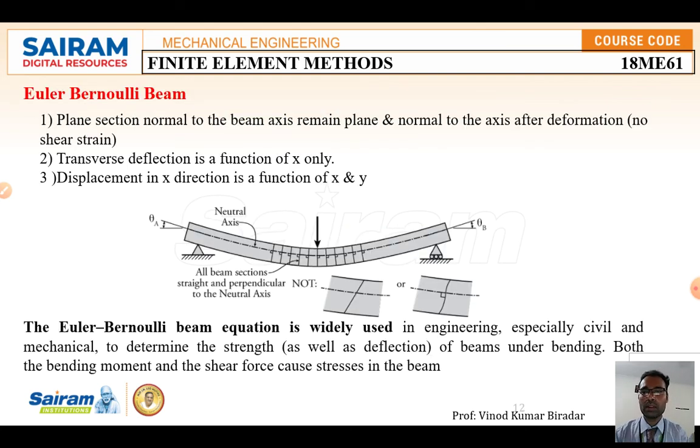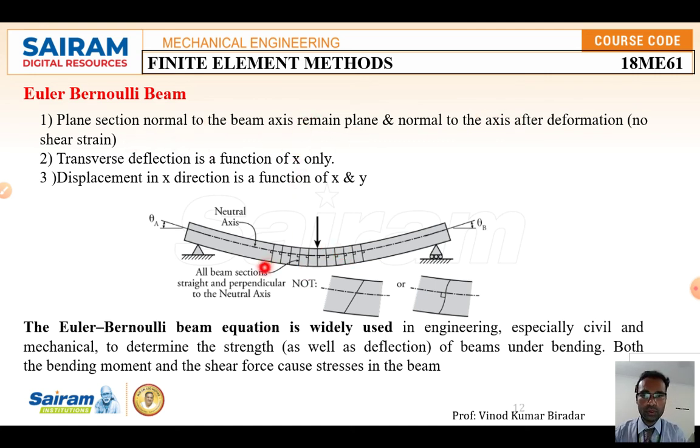Coming to the Euler-Bernoulli beam. Just understand what the Euler-Bernoulli beam is. Let us assume this is a beam. A plane section normal to the beam axis remains plane. Before bending, the normal to the neutral axis is at 90 degrees to this axis. After bending also, it remains normal. That is the main concept behind the Euler-Bernoulli beam. A plane section normal to the beam axis remains plane, and normal to the axis after deformation also. That is the difference.